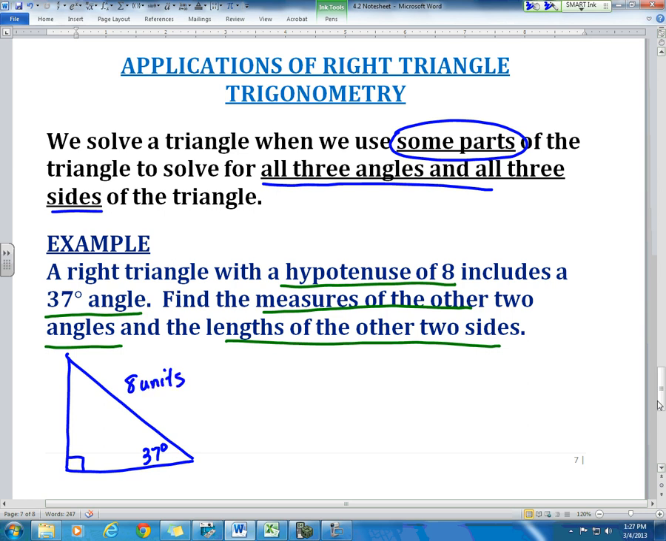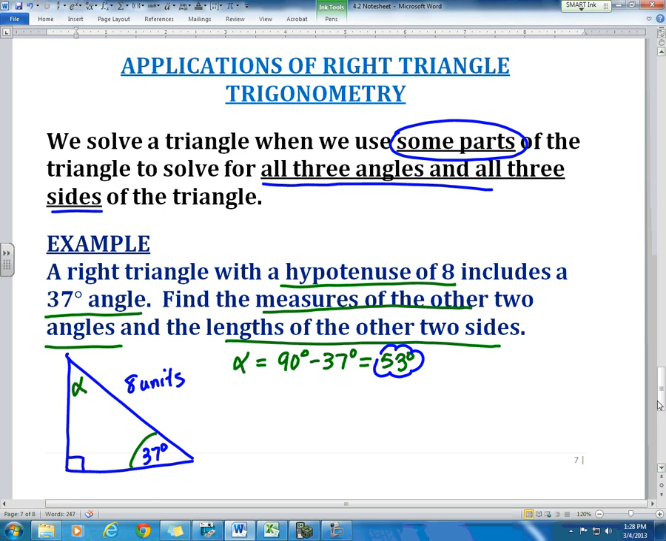We're trying to figure out all 3 angle measures and all 3 sides. So knowing that this angle is 37 degrees, if I call this alpha up here, I know that alpha, because 37 and alpha are complementary angles, they sum to 90 degrees. That will be 90 degrees minus 37 degrees, or 53 degrees. So there's our missing angle. We know the other angle is 90 degrees.